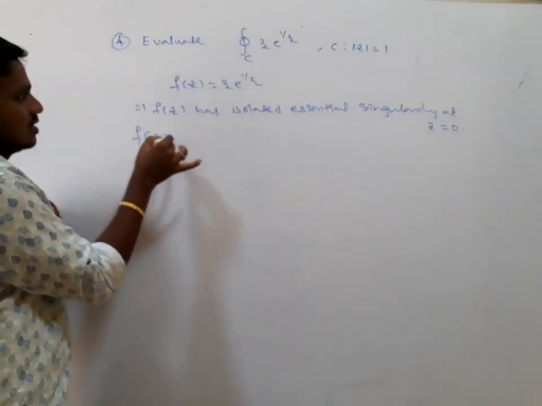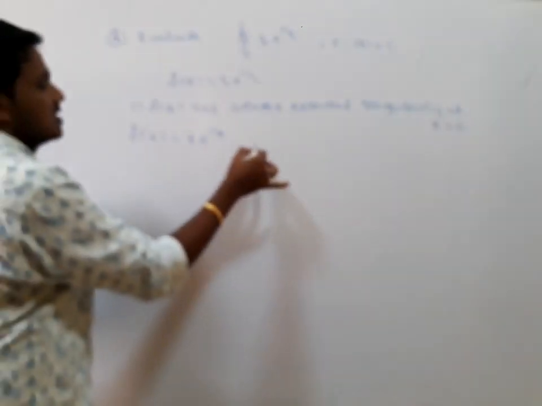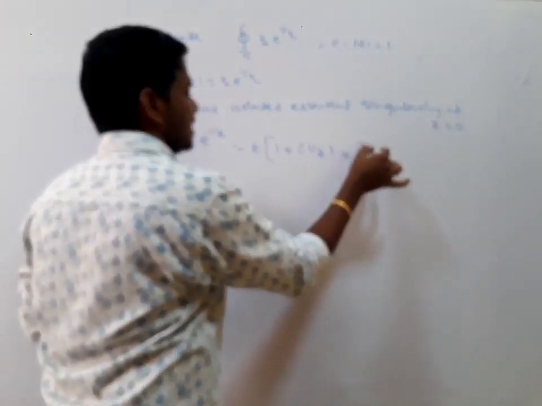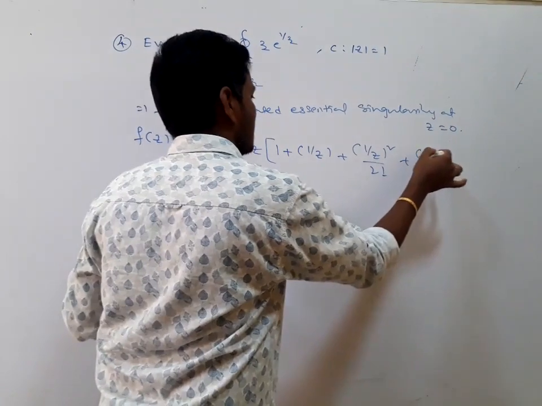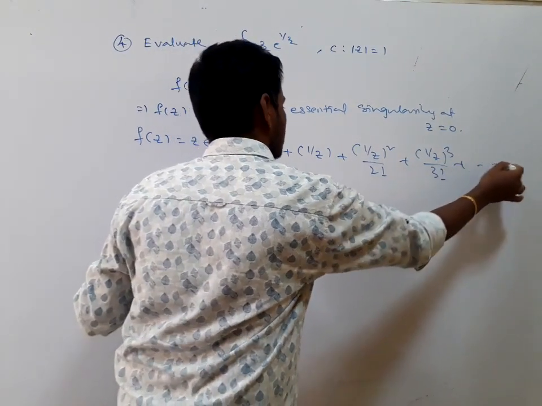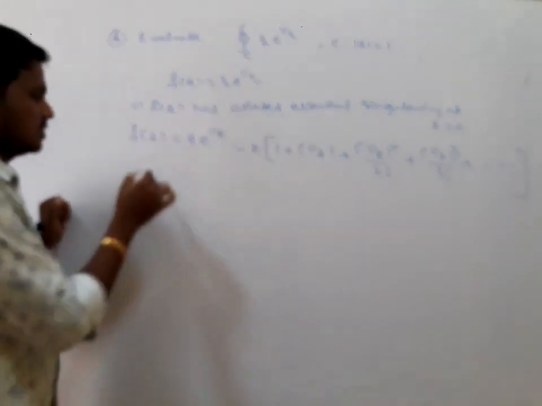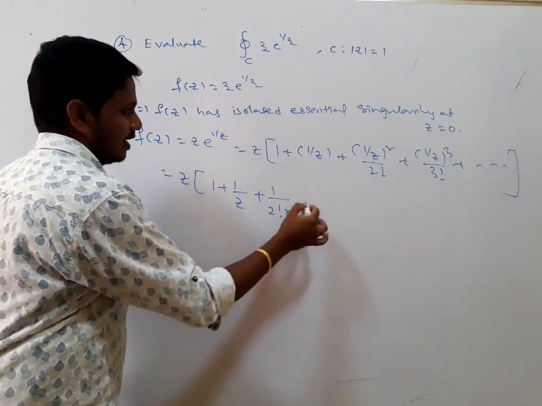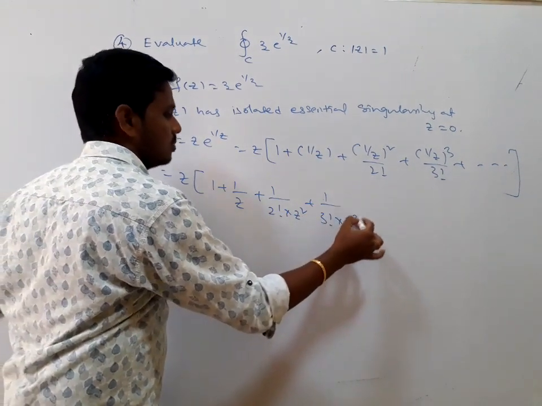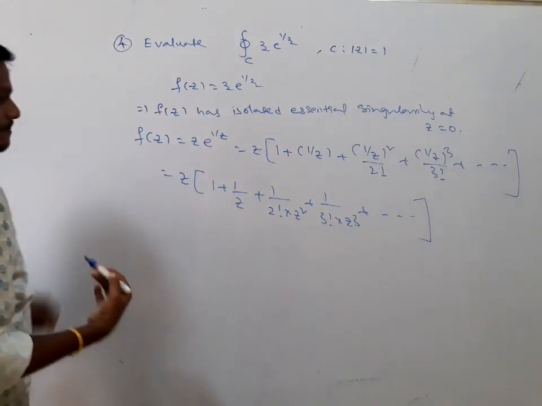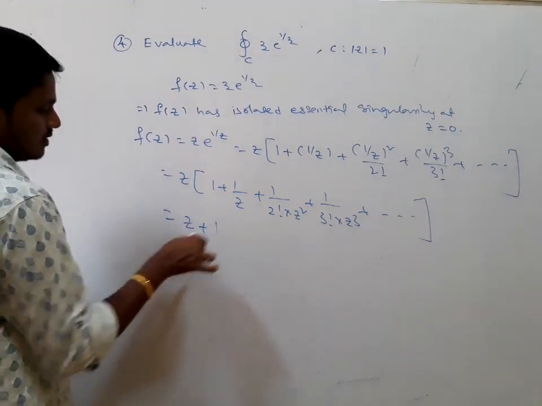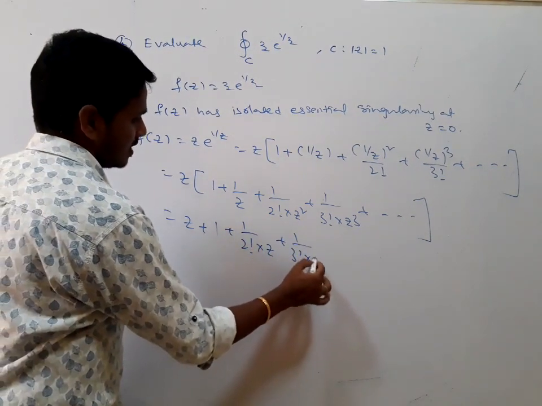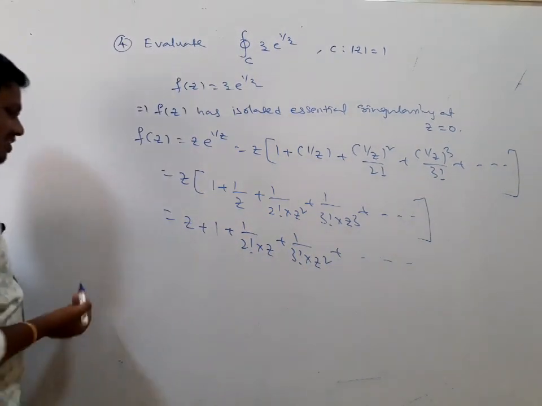So f of z is equal to z e to the power of 1 by z, which is z into the e to the power of z expansion. You know that, 1 plus 1 by z plus (1 by z) whole square divided by 2 factorial plus (1 by z) whole cube divided by 3 factorial plus so on, right? So z into 1 plus 1 by z plus 1 by 2 factorial into z square plus 1 by 3 factorial into z cube plus so on, which is z plus 1 plus 1 by 2 factorial into z plus 1 by 3 factorial into z square plus so on. From this you will get the residue, right?